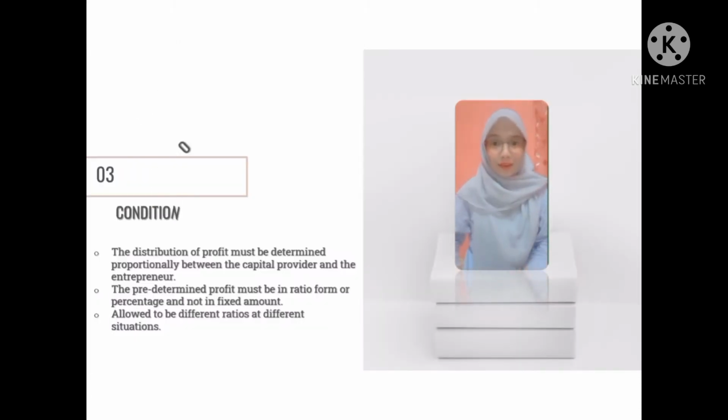Next, the third one is conditions related to Mudharabah profit. So, the distribution of profit must be determined proportionally between the capital provider and the entrepreneur. Next, the predetermined profit must be in a ratio form or percentage and not in a fixed amount. And lastly, it is allowed to have different ratios in different situations.